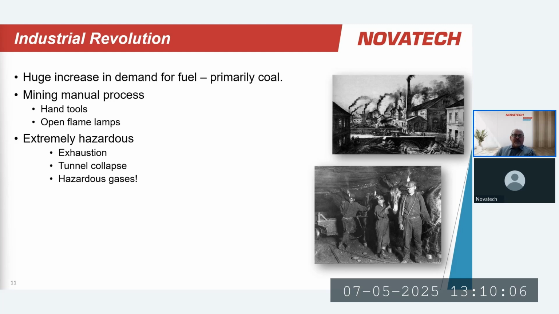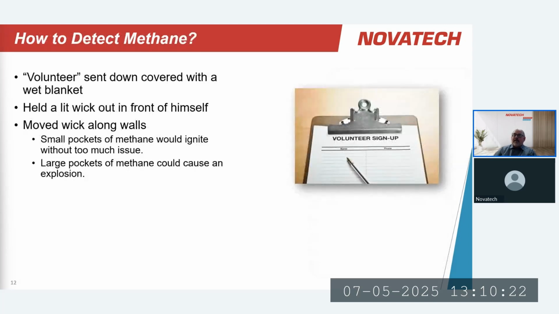Coal mining is a very hazardous and difficult process. You know, we faced hazards such as exhaustion, of course, tunnel collapses, but there was also the hazards due to the presence of hazardous gases. And methane was one of the gases that might exist in these coal mines. And the earliest detection methods were quite horrific, really.